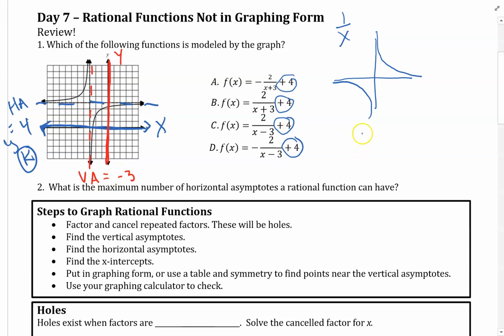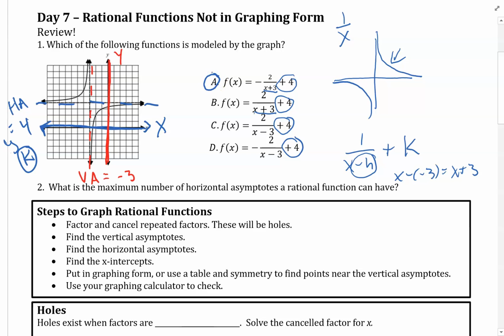Well, we remember, though, that this is actually 1 over x minus h plus k, so minus h. So if it's at -3, it would be x minus -3, which becomes x plus 3. That's true on A and B. And then we recognize that flip or reflection across the x-axis. So our answer is A.